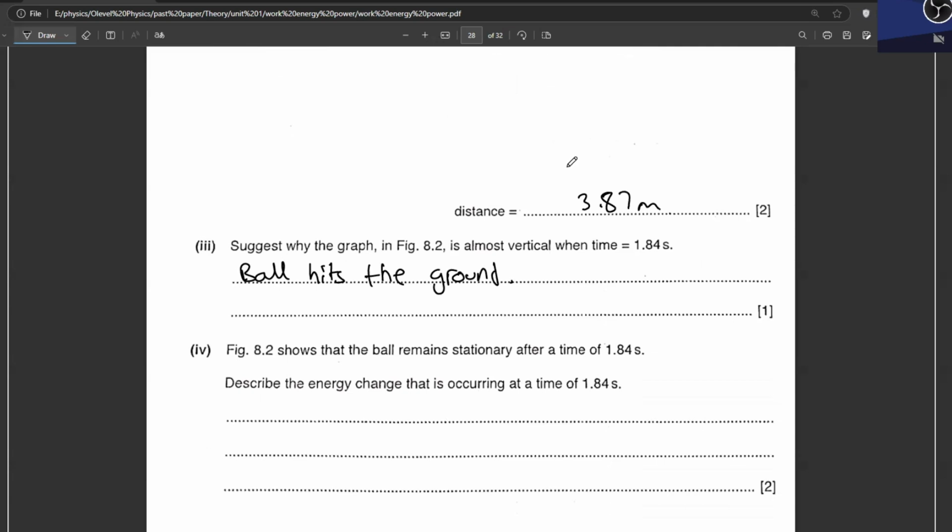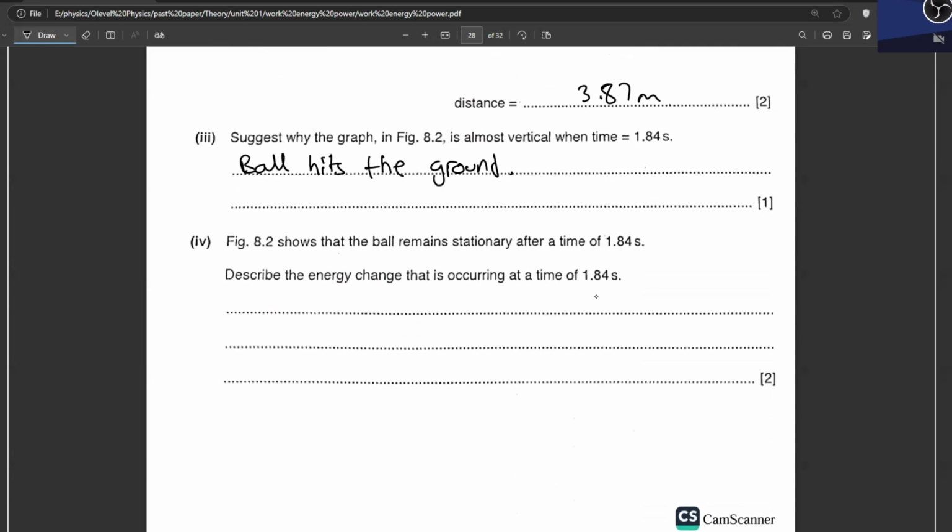Figure 8.2 shows that the ball remains stationary after time 1.84 second. Describe the energy changes that are occurring at 1.84 seconds. Okay. So basically what is happening? Kinetic energy is getting converted into thermal energy, or you can say kinetic energy is getting converted into internal energy. So these are the two energy changes that are happening here.